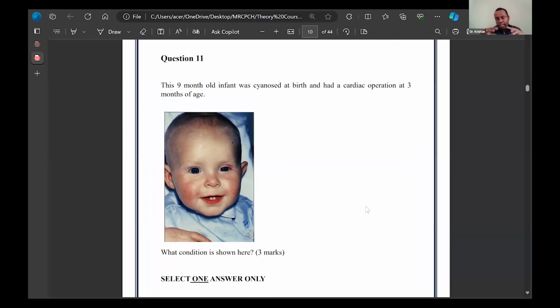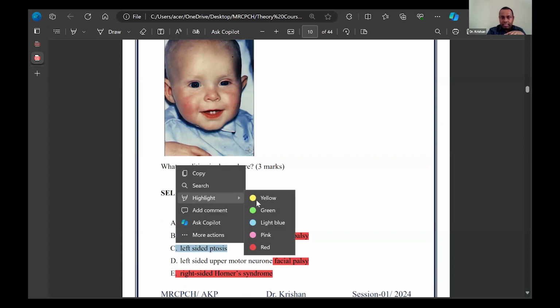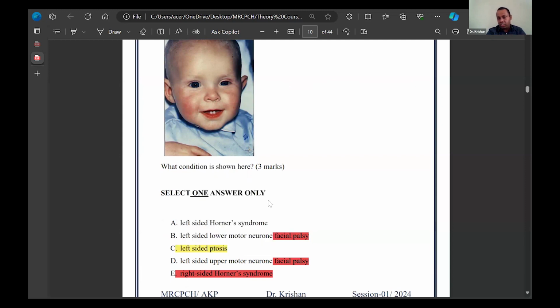So if you put everything together, we can definitely say that there is left-sided ptosis. Left-sided ptosis we can say, but whether it is Horner or not, we can't say by looking at this picture. Therefore, the most likely diagnosis here should be left-sided ptosis.